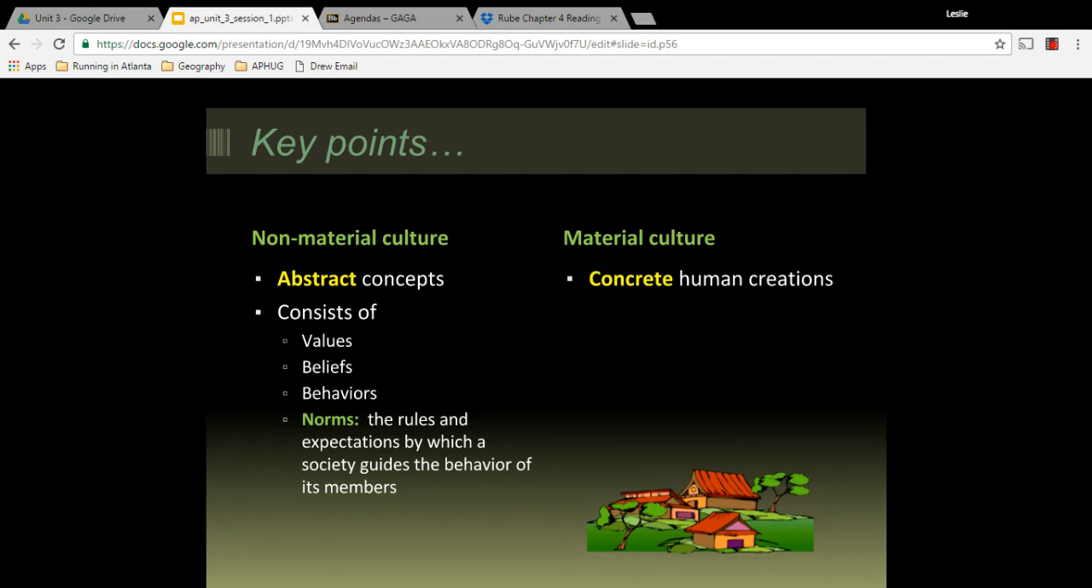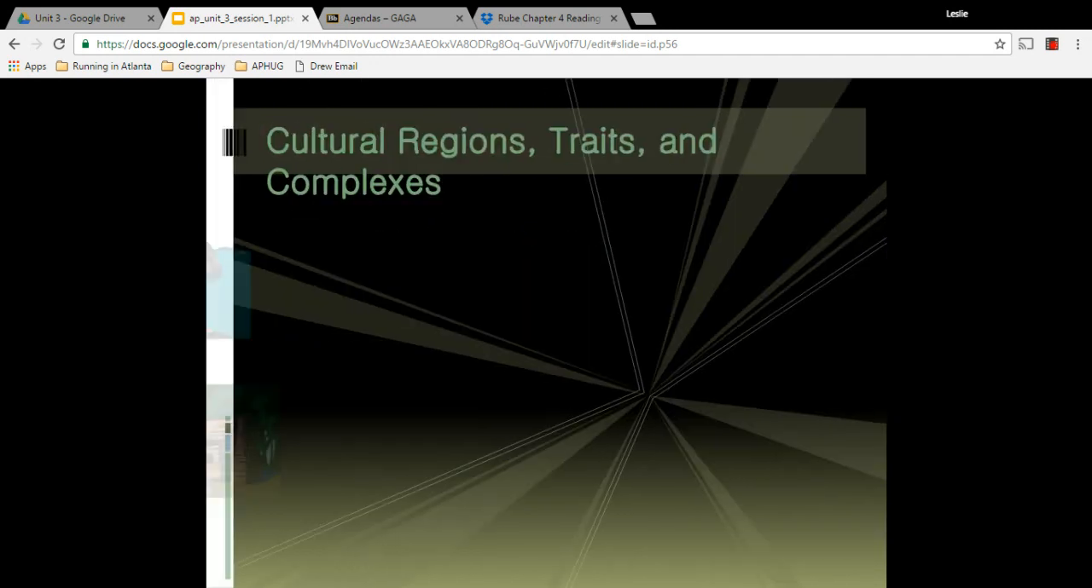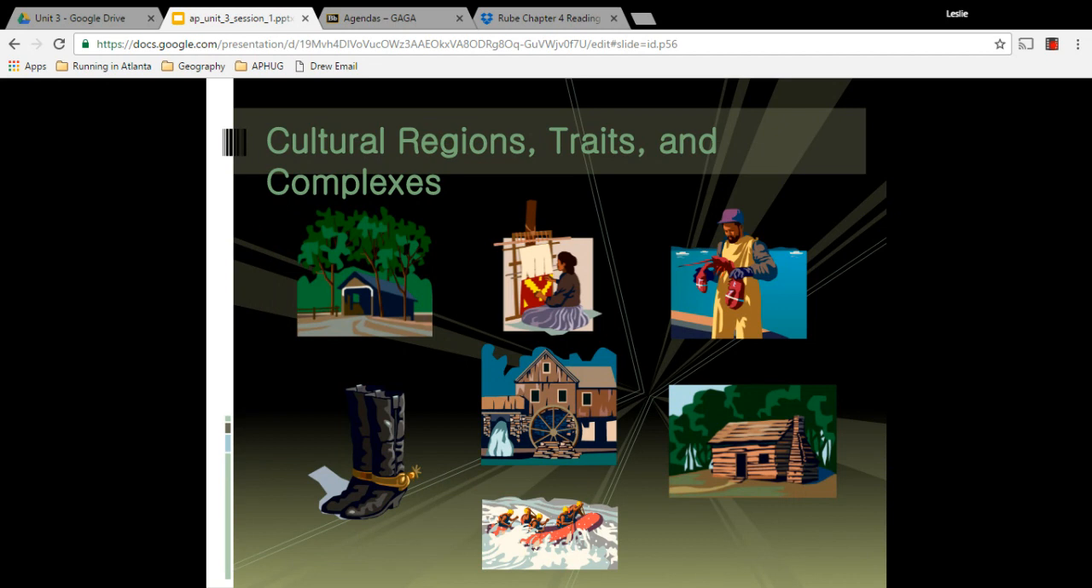Material culture are concrete human creations, so things you can touch. And they consist of artifacts like houses, churches, roadways, and the arrangement of buildings on the cultural landscape. So for example, all of these images, take a moment and see if you can connect each of these images to concepts that I talked about in the first half of this presentation.